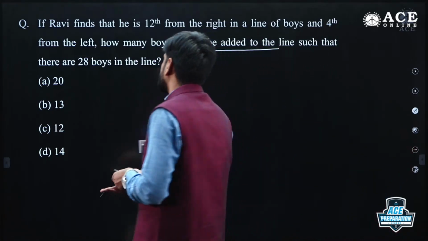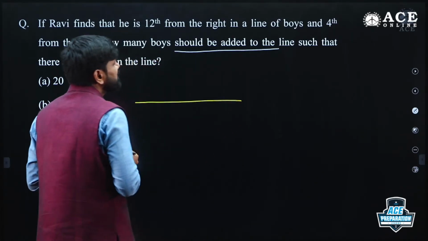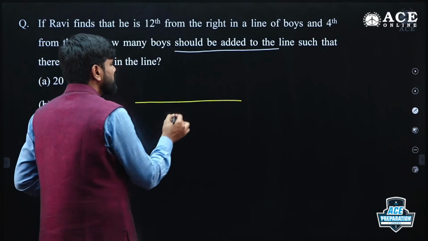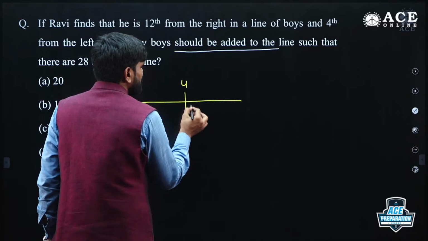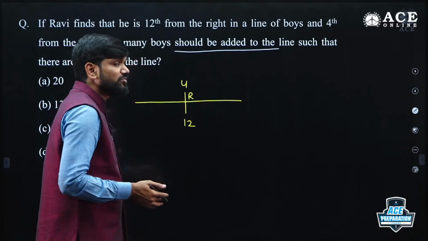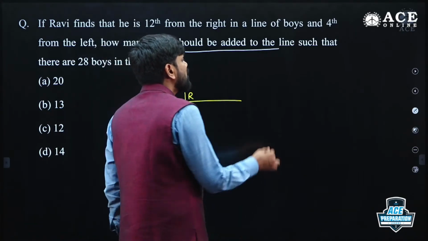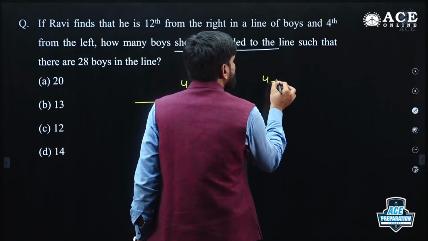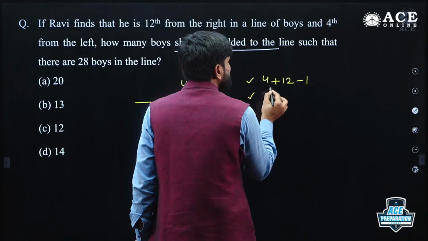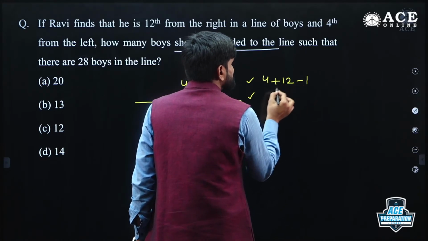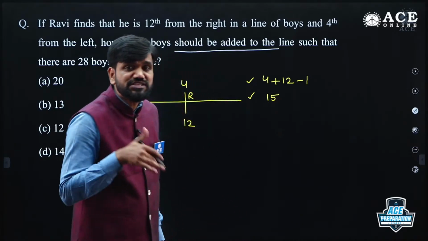How can we find it, sir? Go ahead with this. Ravi is 4th from the left and 12th from the right, is what they have given. This is the total number of boys who are existing now. So total existing now is 4 plus 12 minus 1. 4 plus 12 is 16, 16 minus 1 is 15. So the number of boys already existing is 15.